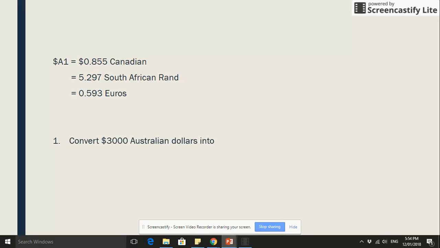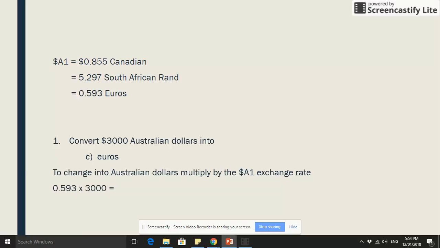And then we get C. Convert 3,000 Australian dollars into euros. To exchange Australian dollars, multiply by the exchange rate. Beautiful. 0.593 euros times 3,000. Okay.